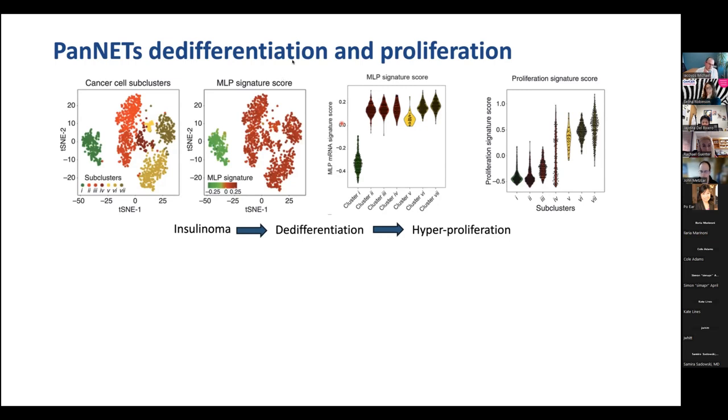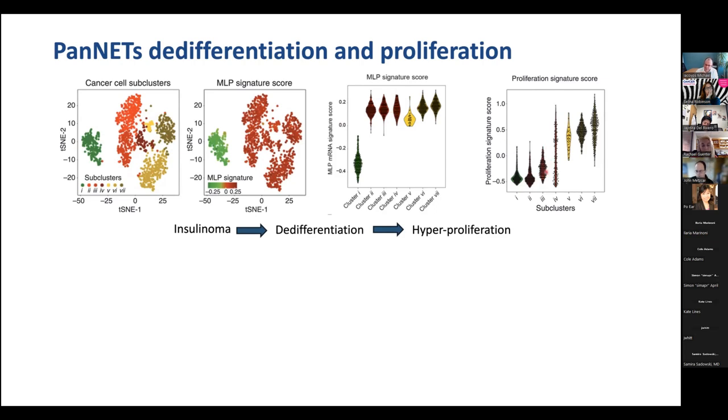Now, of course, one way we differentiate pancreatic neuroendocrine tumors, or NETs, is by looking at proliferation. So we wanted to see what the relation is between dedifferentiation and proliferation. Again, what you see on top is the same single-cell RNA-seq data from the mouse model. Cluster 1 is your IT, and then here you have 6 clusters of MLP. Shown here in red is the MLP signature score. All of them have a very high MLP signature score, right?